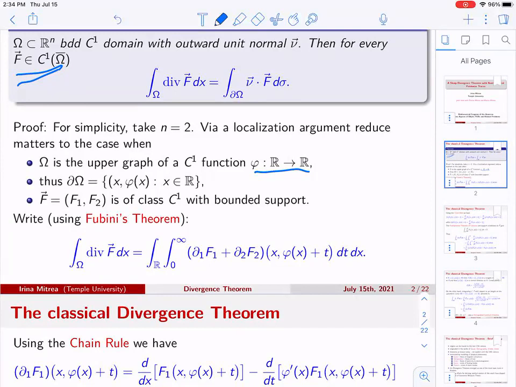Then, using Fubini's theorem, we're going to write the left-hand side in the divergence formula, namely the integral over the domain omega of the divergence of F with respect to X, as the integral over R, integral from 0 to infinity, of the divergence. We're looking here at partial 1 F1 plus partial 2 F2, evaluated at a point in the domain omega, which is the upper graph of the function phi. So points in there look like (x, phi of x plus t), where x runs over the set of real numbers and t runs from 0 to infinity.